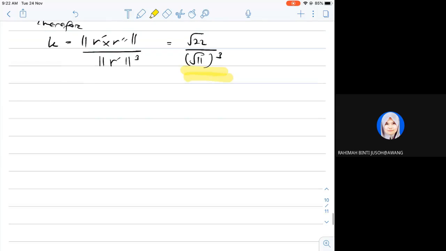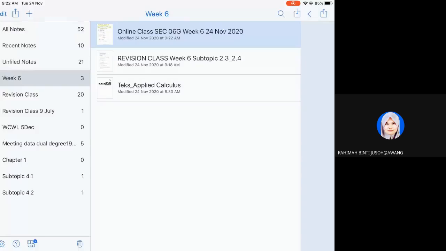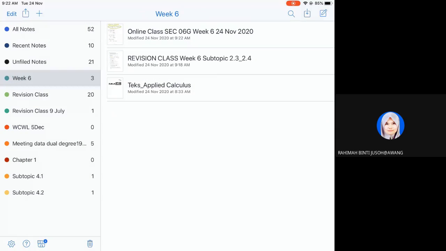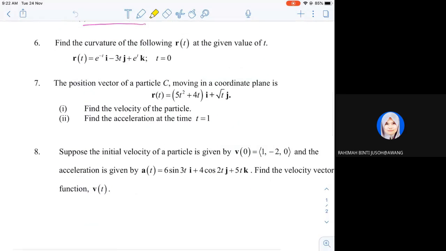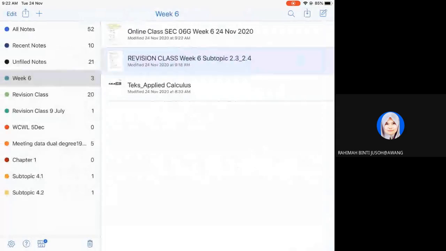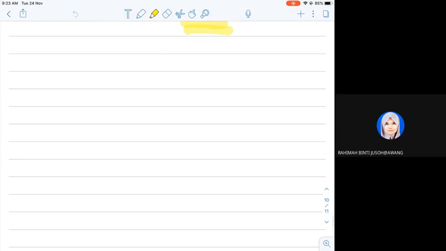Okay, so now what else? Okay, we are done on curvature. So subtopic 2.4. Okay, 2.4 is motion in space. We will have velocity and acceleration.